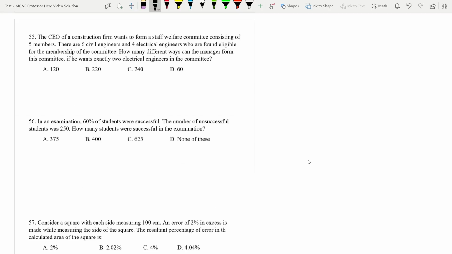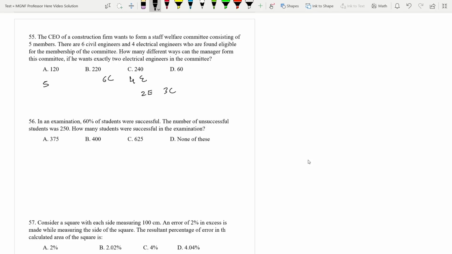The CEO of a construction firm wants to form a welfare committee consisting of 5 members. Alright, a total of 5 members. There are 6 civil engineers and 4 electrical engineers who are found eligible for membership of the committee. In how many different ways can the committee be formed if he wants exactly 2 electrical engineers? So exactly 2 electrical engineers means 2 electrical engineers and 3 civil engineers.